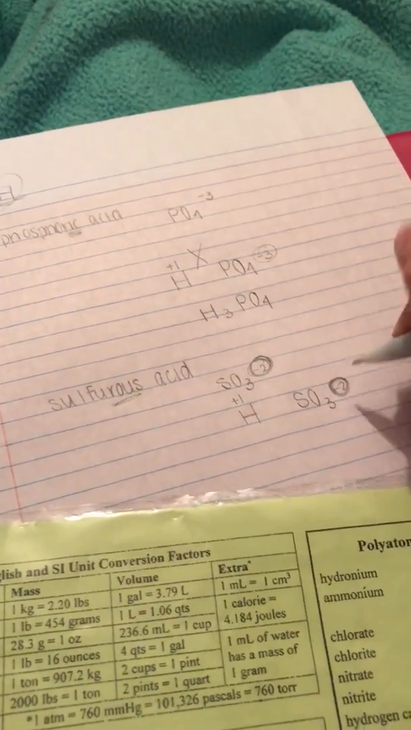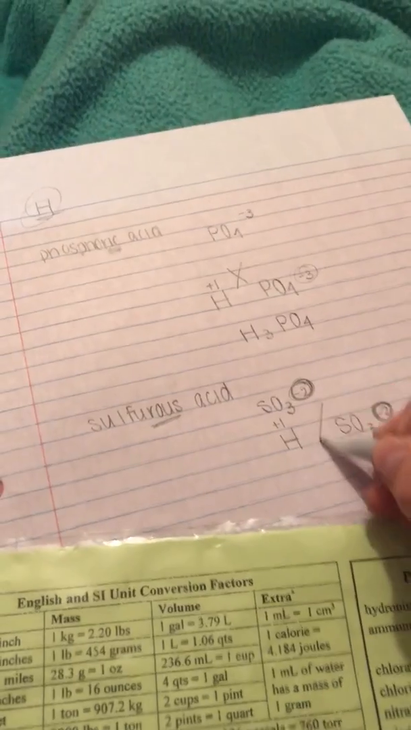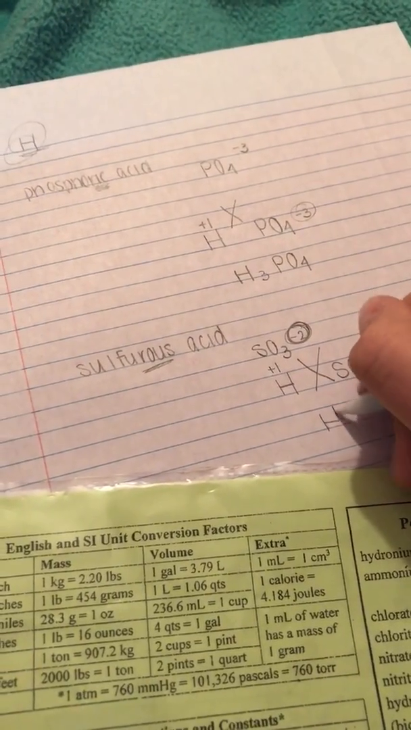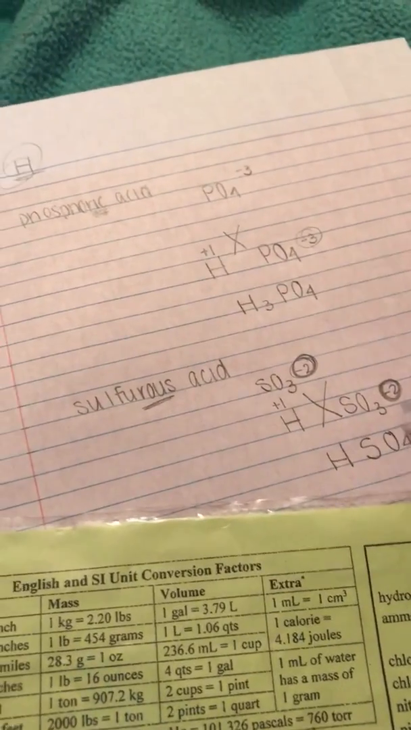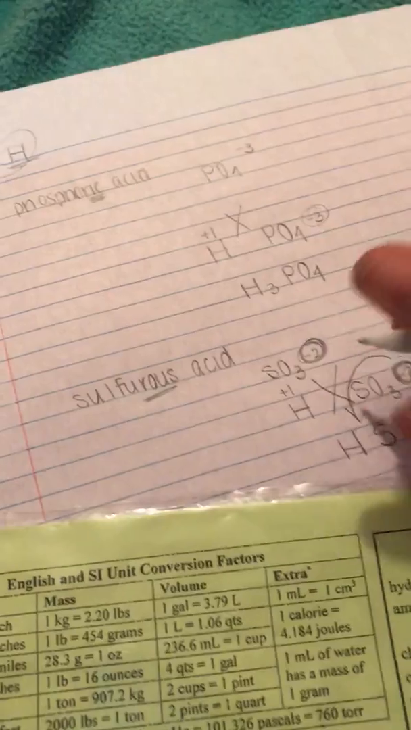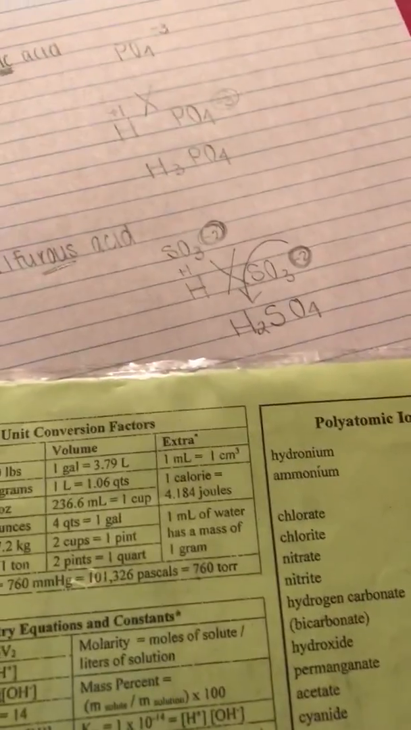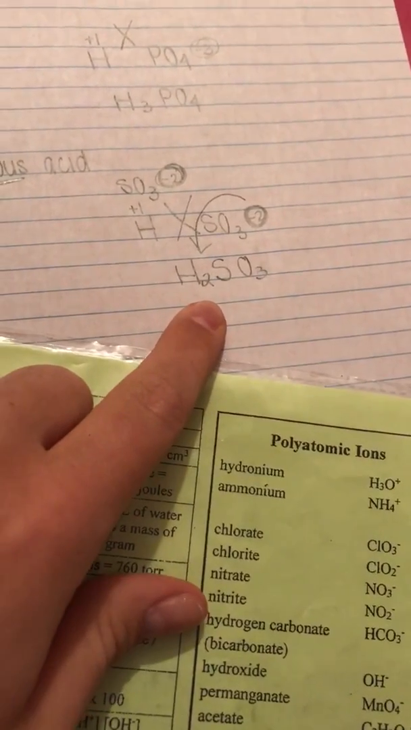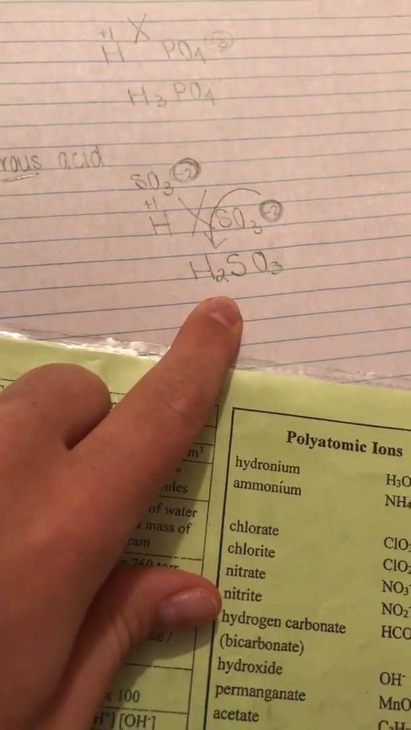And sulfurous acid is -2 oxidation, and again we're going to crisscross. So when we bring this down, it's H2SO3, and then don't forget to bring your -2 down. So we have SO3. My bad. So there we have sulfurous acid.